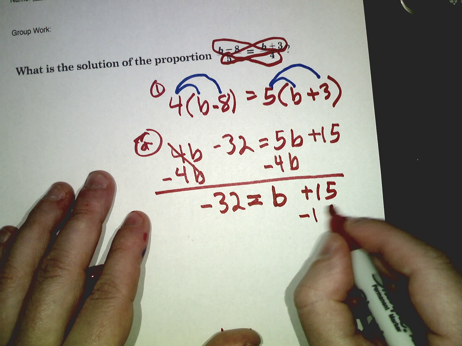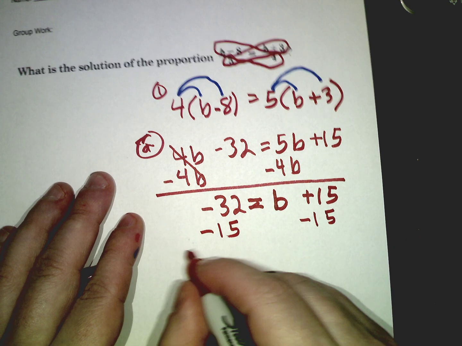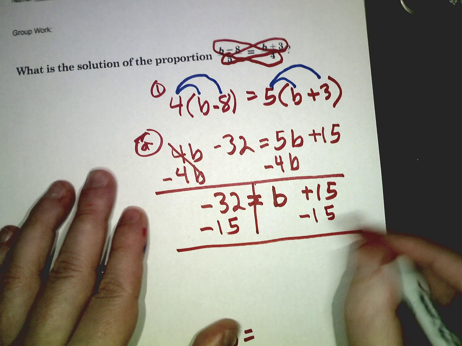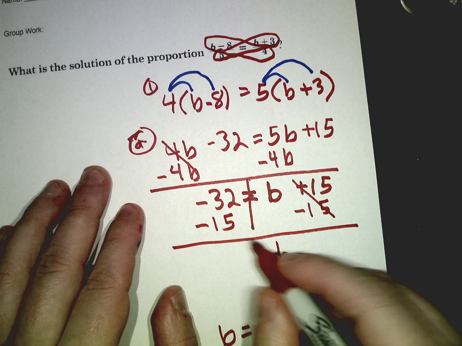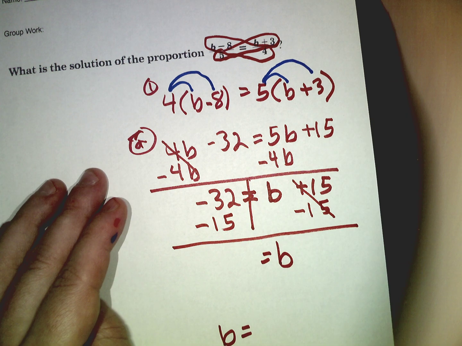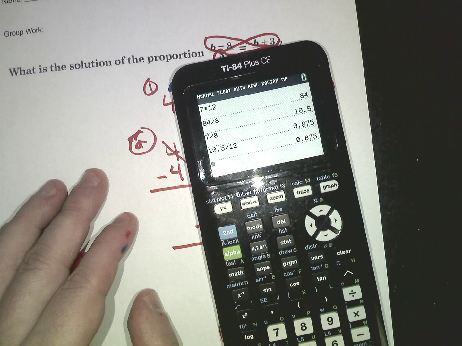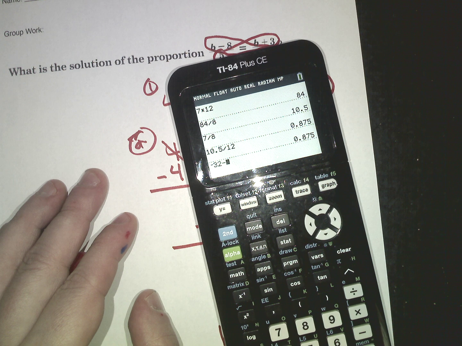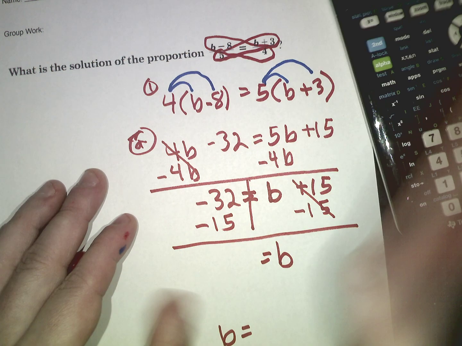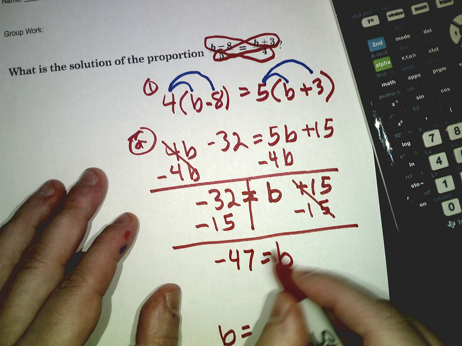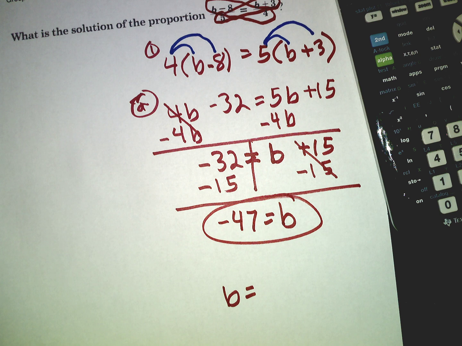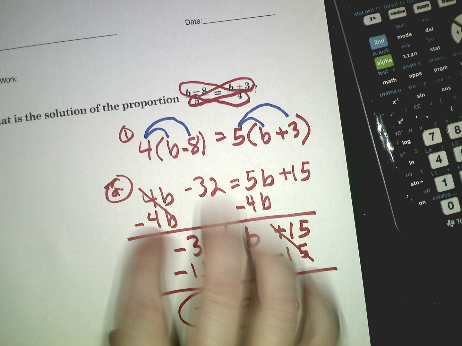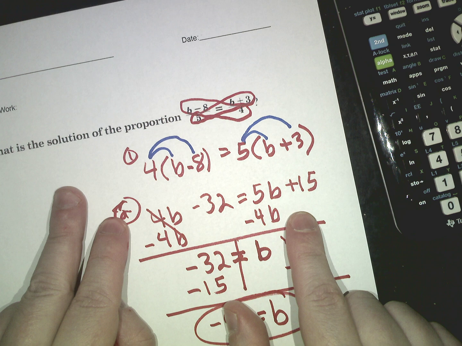So that's really just a subtraction problem. Subtract 15 from both sides. That goes to 0. And b equals, if I do this in the calculator, negative 32 minus 15, minus 47. And there we go. b equals minus 47, or minus 47 equals b. Not bad. The tricky part, because I know you guys are getting more confident at this type of stuff.